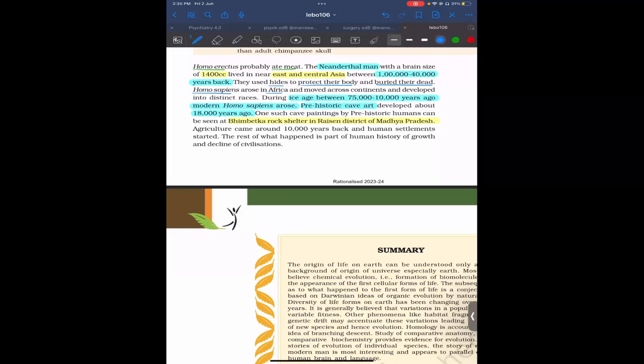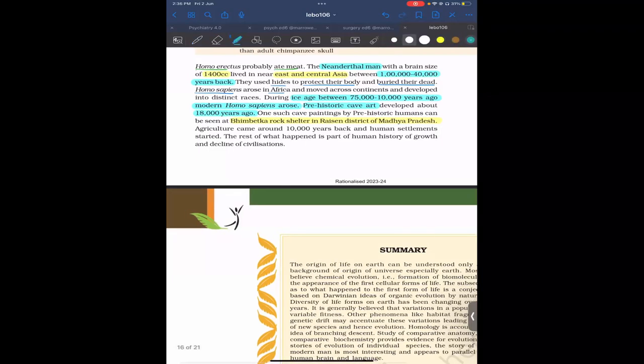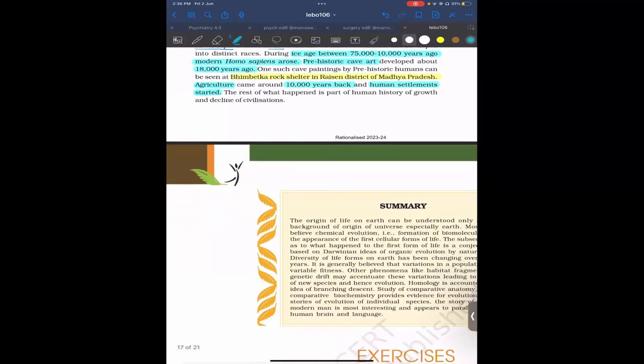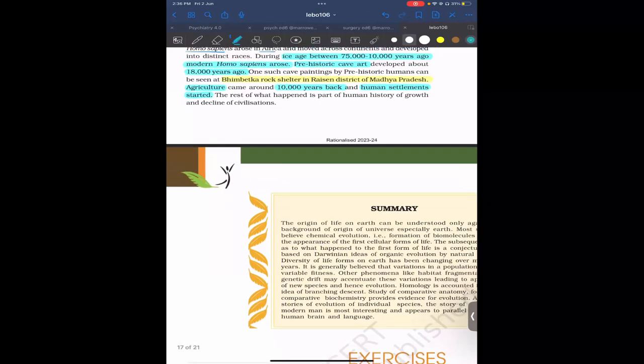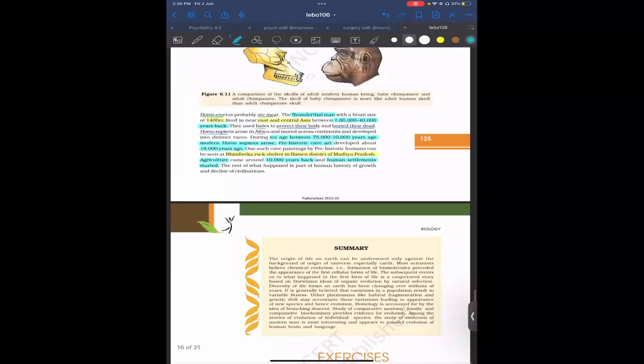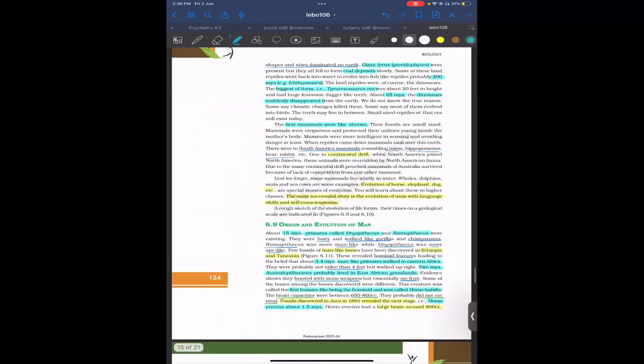Now agriculture. When did they start agriculture? Agriculture was 10,000 years back, and that is when human settlement started. And the rest developed, that is civilization. Civilizations were destroyed, a new civilization came, and slowly modern humans developed. So this is a brief about the evolution chapter.